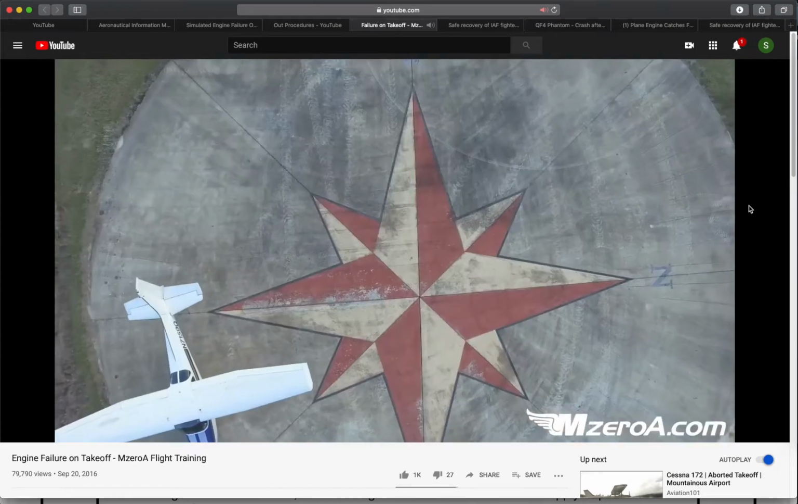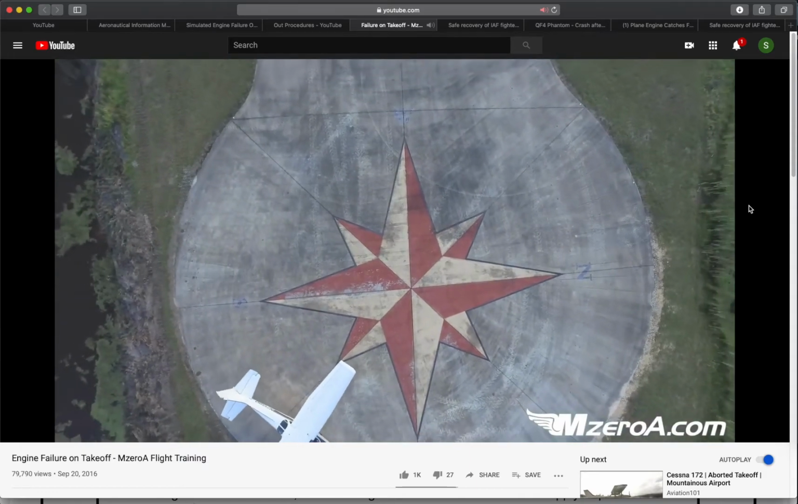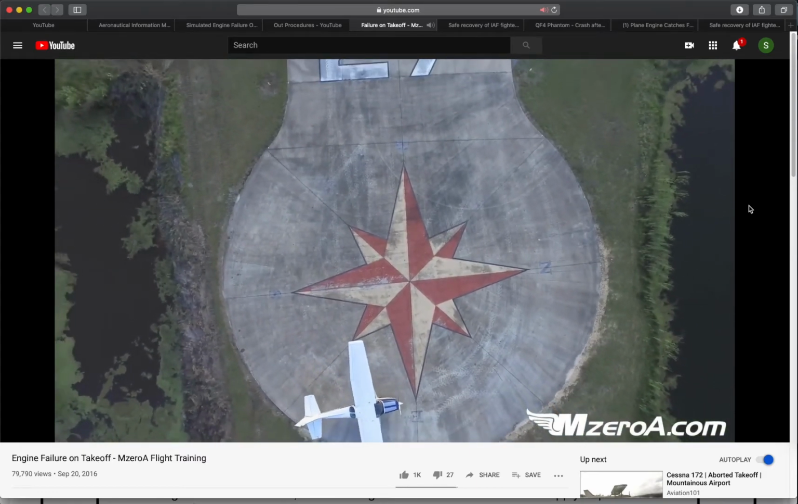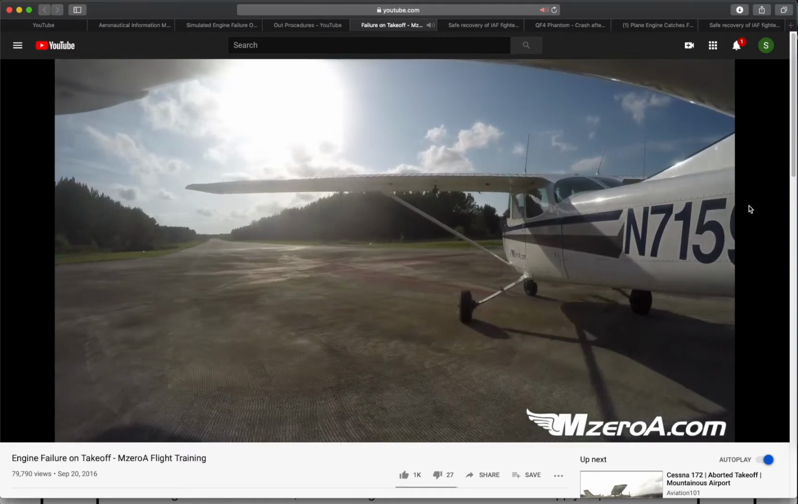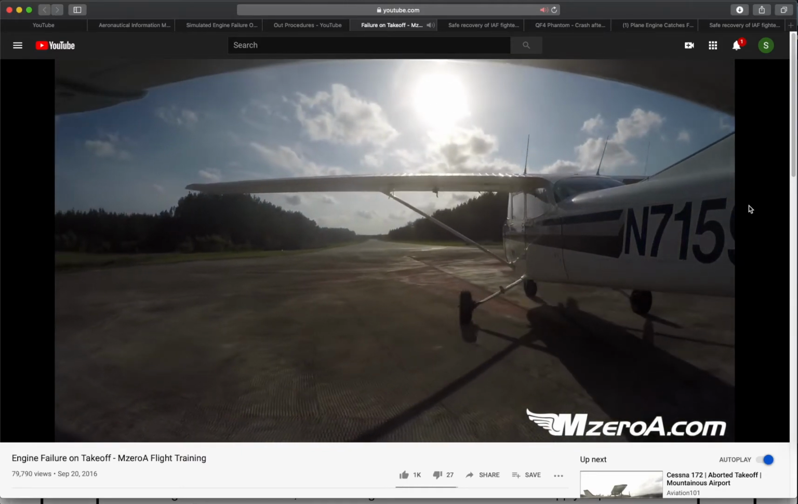Flying Tiger traffic, Skyhawk 715, Quebec, departing runway 27, Flying Tiger. Easy to do at a nice uncontrolled, pilot-controlled airport like this as well. With a towered airport, you need a little bit more permission.